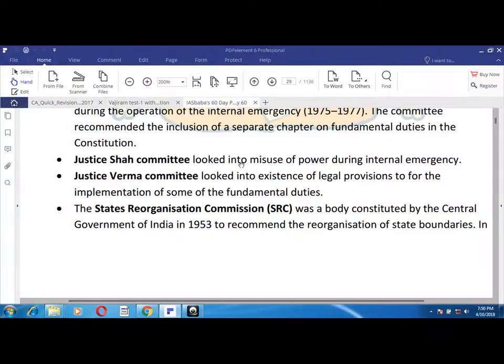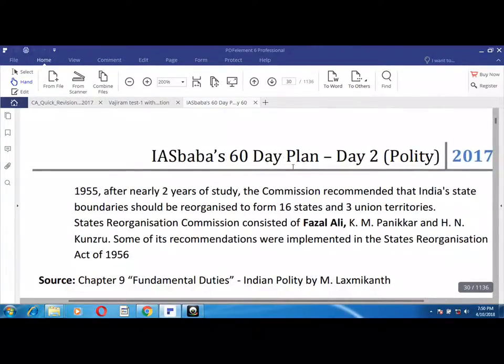Justice Shah Committee looked into misuse of power during the internal emergency. Justice Verma Committee looked into the existence of legal provisions for the implementation of some of the fundamental duties. The States Reorganization Commission was a body constituted by the central government of India in 1953 to recommend the reorganization of state boundaries. In 1955, after nearly 2 years of study, the Commission recommended that India's state boundaries should be reorganized to form 16 states and 3 union territories.